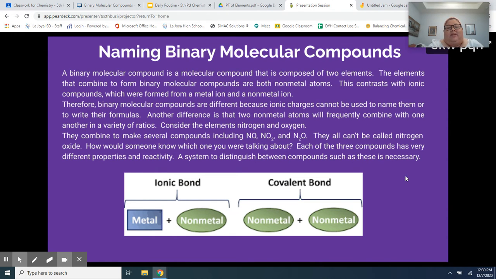Naming binary molecular compounds. So this is the beginning of it. We're going to continue in the next couple of slides. A binary molecular compound is a molecular compound composed of 2 elements. The elements that combine to form binary molecular compounds are both nonmetals. So last week we were talking about ionic. Ionic has a metal with a nonmetal. Today, molecular is always nonmetal plus another nonmetal.